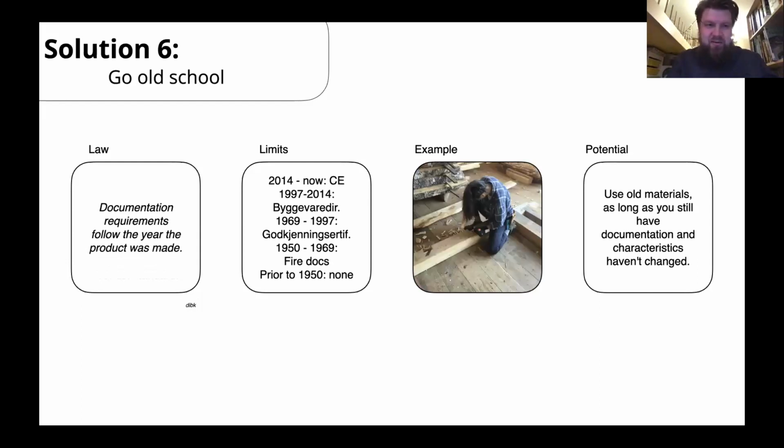And then you can go old school. This is an interesting interpretation, but basically the documentation requirements for all products are from the year the product was first taken into use or made. So anything prior to 1950 didn't have any documentation requirements. That means that as long as it hasn't changed, you can still use it in any building. It's only with newer buildings that we get these requirements that you have to have all sorts of different paperwork in order.